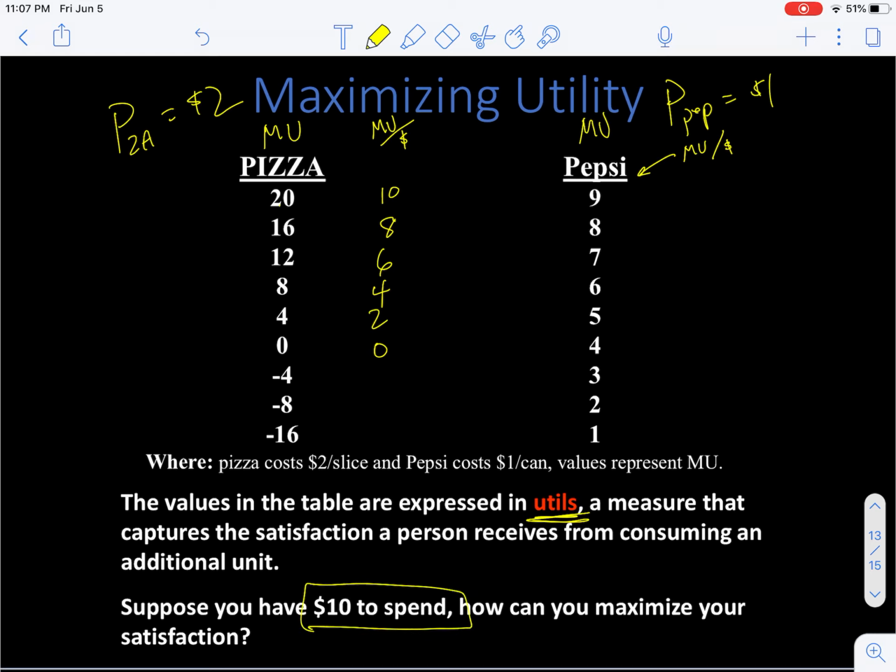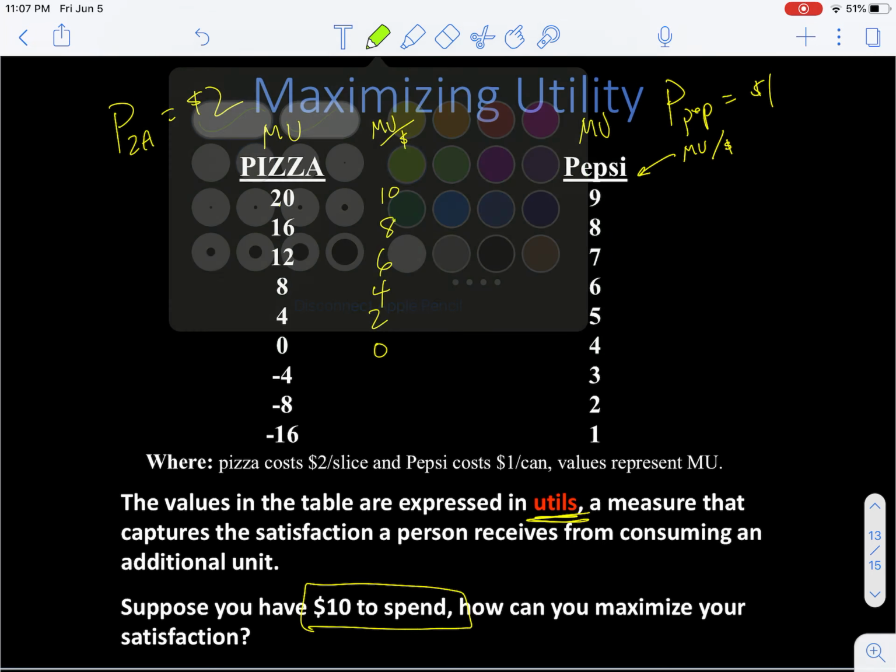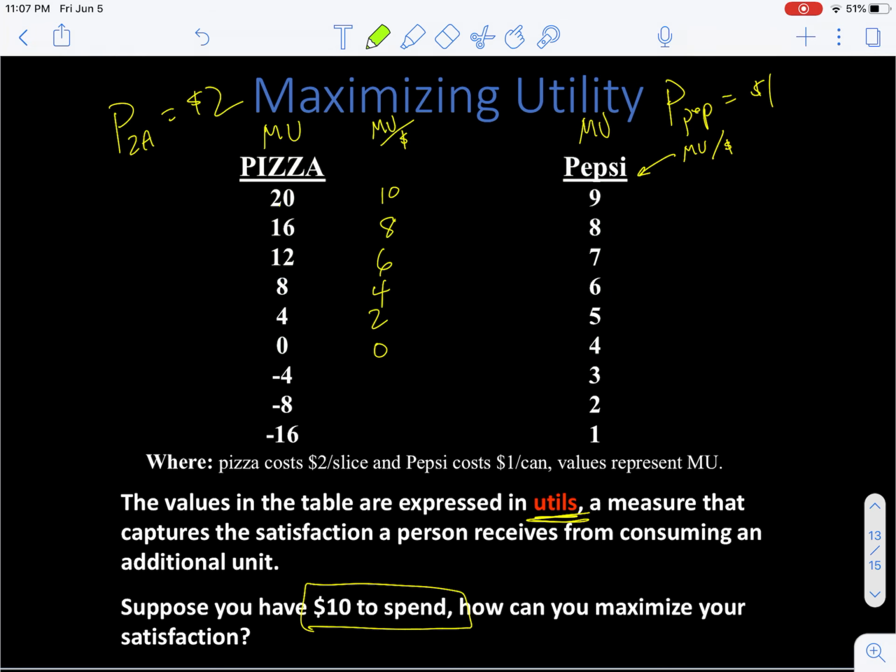So I'll give you one more thing to think about here. Suppose you have $10 to spend. So you have $10 in your pocket. You're going out with your friends. The only two things that you can consume at the place you go to are pizza and Pepsi. How do you maximize your utility? That's what we really want to know here.